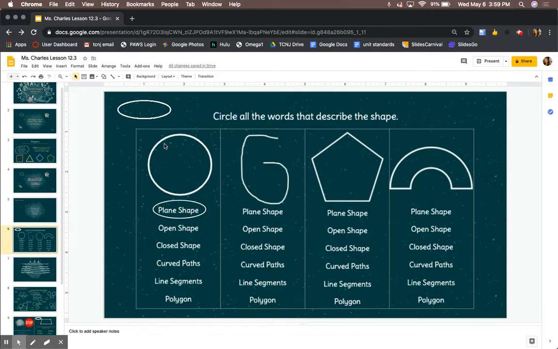For example, this is a circle. As we could see, it's a circle, so it'd be a plane shape. And then is it open or closed? Well, I don't see any spaces, so I feel as though this is a closed shape. So we're going to be dragging this over here, and so on and so forth. You're going to be doing it for this shape, this one, and these two as well.